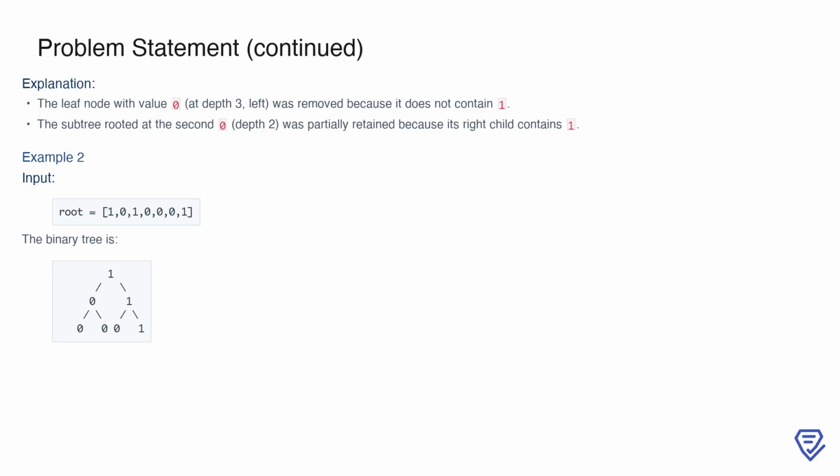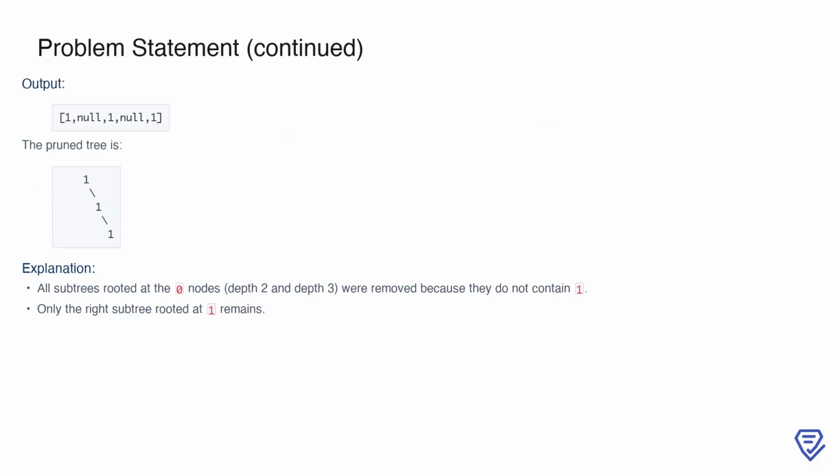Here, the input tree is 1, 0, 1, 0, 0, 0, 1. When visualized, the root node 1 has two children, a left child 0 and a right child 1. The left child has two children, both 0, while the right child has two children, a left child 0 and a right child 1. This tree is more complex, so pruning will involve evaluating each subtree carefully. The output for this example is 1, null, 1, null, 1.